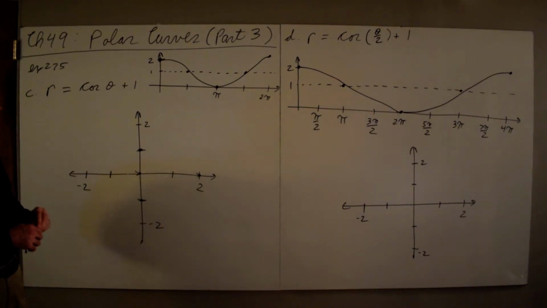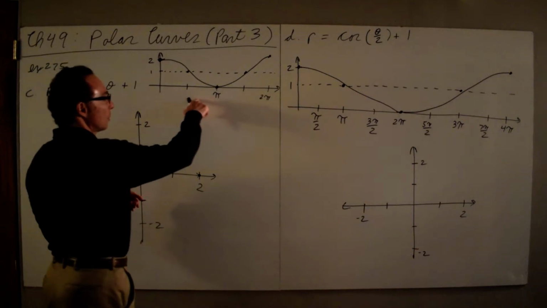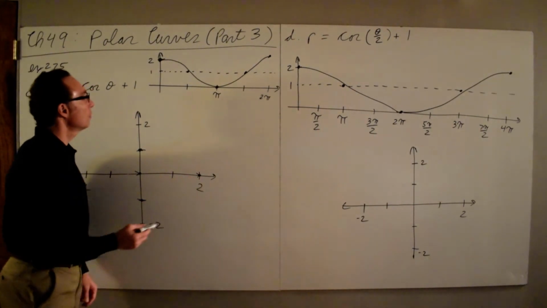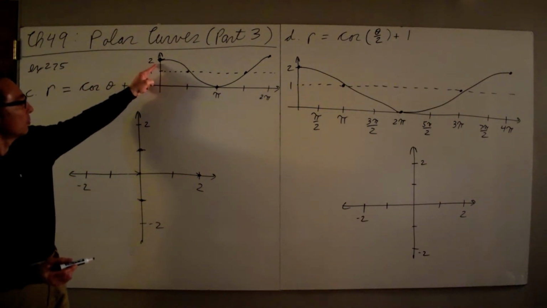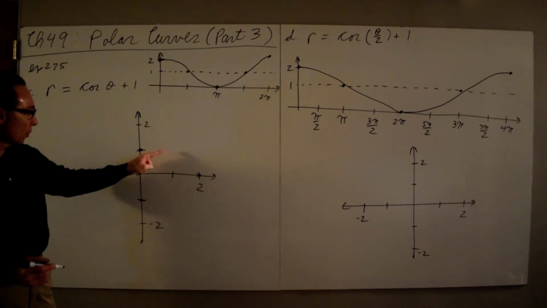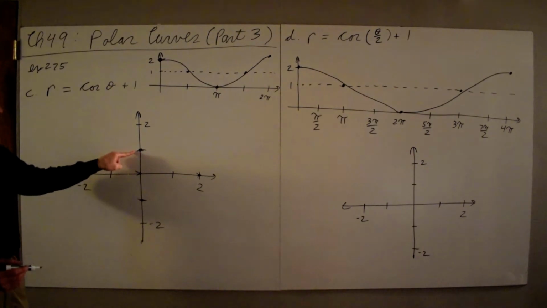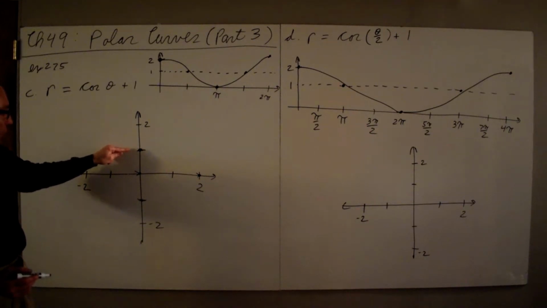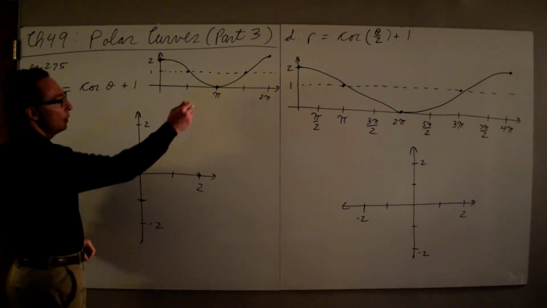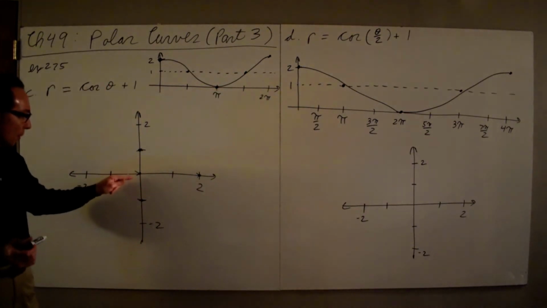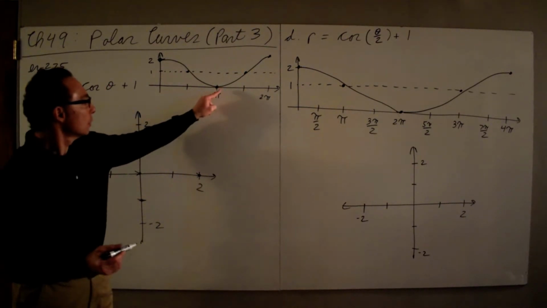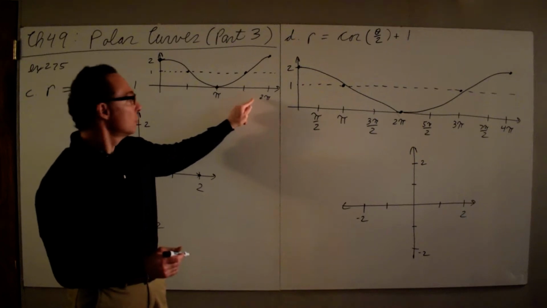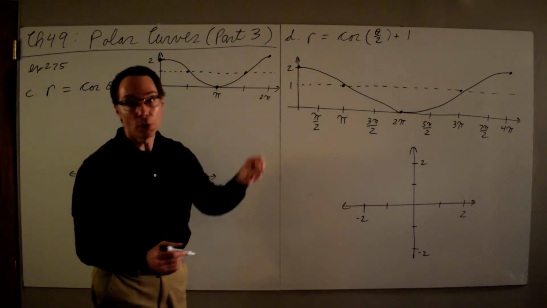We see that when theta is 0, so this is our theta, this is our r. When theta is 0, r is 2. So we start right here. As theta increases from 0 to pi over 2, r decreases from 2 to 1. So we land right here. Then as theta increases from pi over 2 to pi, r decreases from 1 to 0. When theta increases from pi to 3 pi over 2, r increases from 0 to 1. So r goes from 0 up to 1. And then finally, when theta increases from 3 pi over 2 to 2 pi, r increases from 1 to 2.